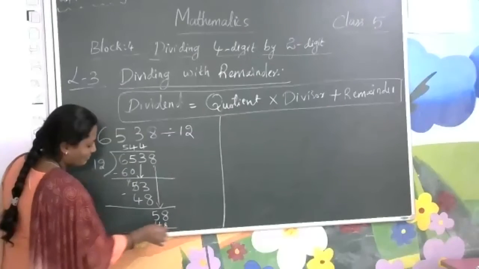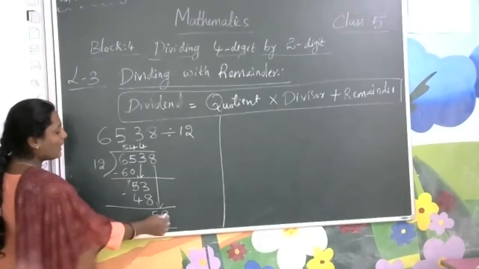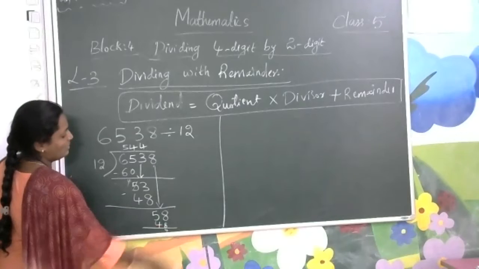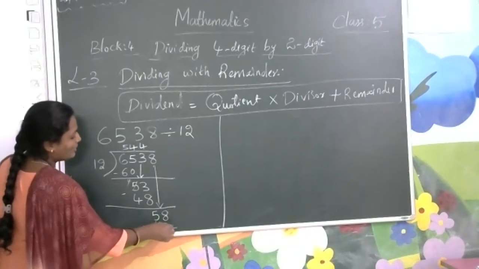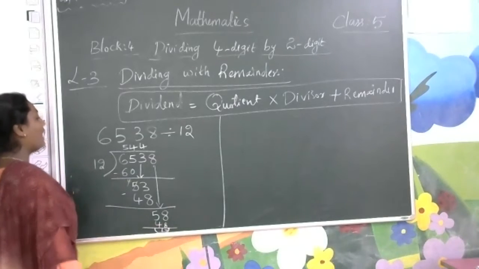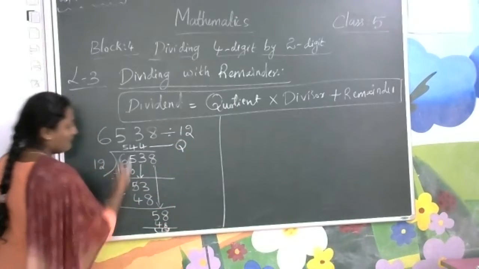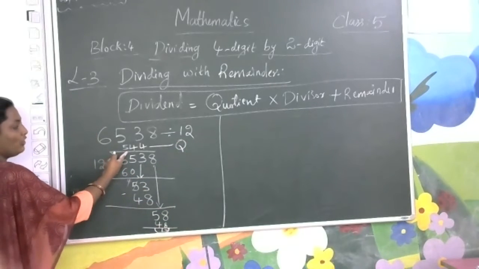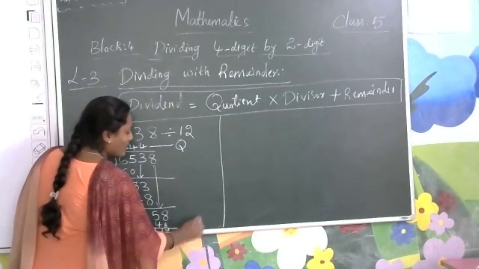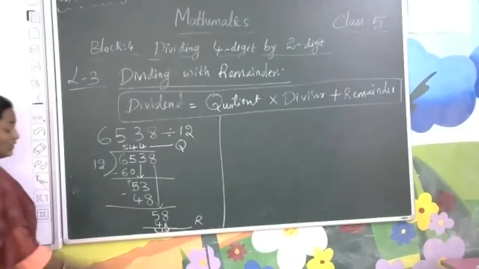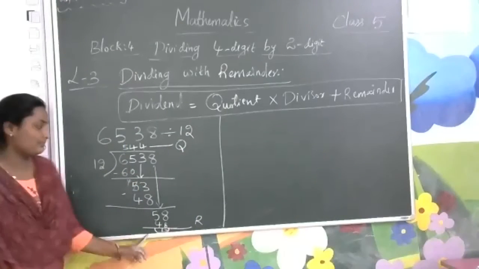12 4s are 48, remainder 10, teacher. So 8 minus 10, 0. 5 minus 4, 1. So the remainder is 10. What is the quotient? Quotient 544, remainder 10.